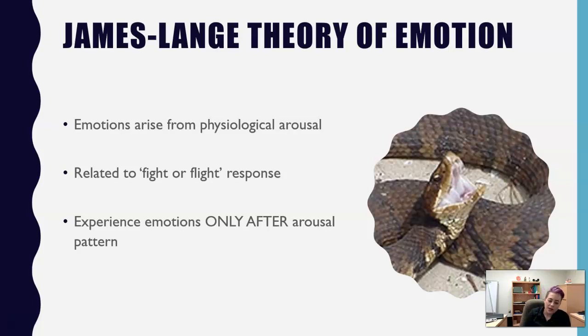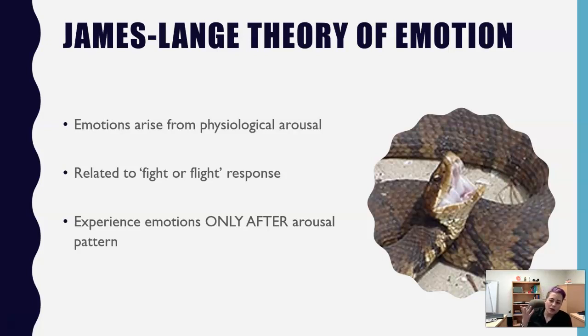So the example we're going to use across all of these theories is if we see a snake, if we're hiking in Goose Creek or something. I am not a nature person. So my fight or flight or freeze or fawn, my flight would be triggered and I'd be running, right? But we're going to talk about how it could relate to our processing of our emotions.